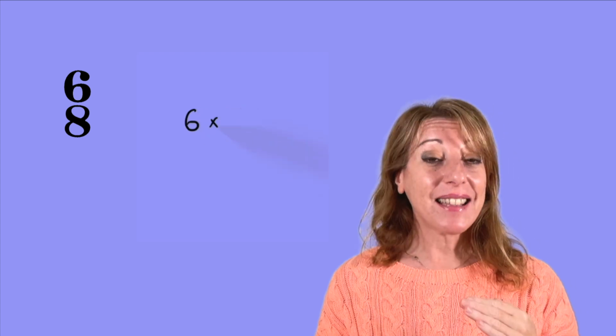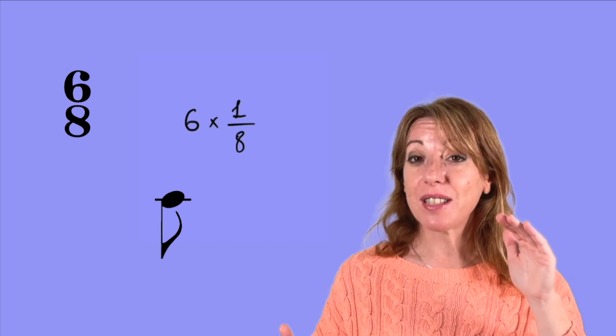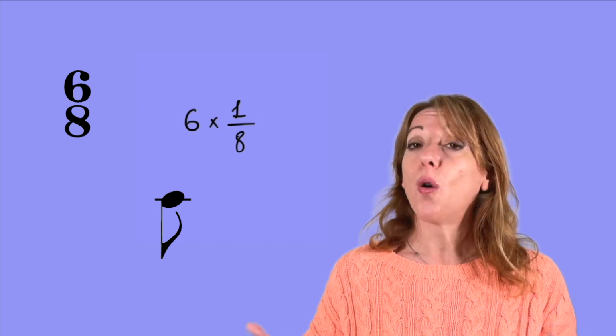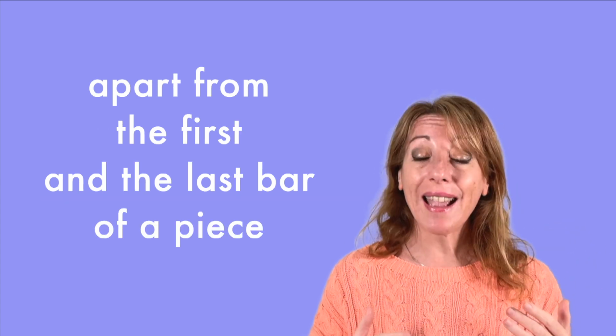Based on what you've just learned, can you guess what 6/8 is? Pause the video if you need. 6, we need to count to 6, and 8 is 1/8, which is the value of a quaver. So we have 6 quavers in each bar, or anything equivalent to it. There will be no bars in that piece without 6 quavers, apart from the first and the last. But this is another story. We cannot have a bar, apart from the first and the last, with less than 6 quavers, or more than 6 quavers. So it has to be 6 quavers, or anything equivalent to it.